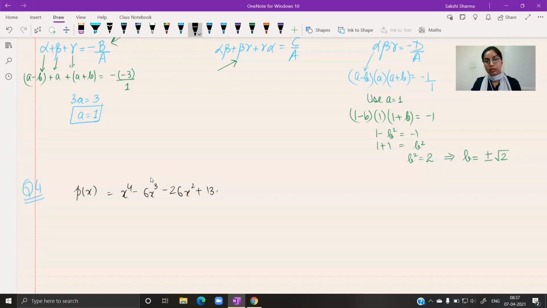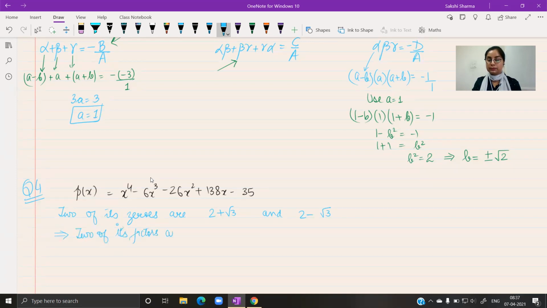This is the polynomial given to us. This is a biquadratic polynomial. Its zeros are two plus under the root 3 and 2 minus under the root 3. From here, we can obtain two factors. This is one factor, and this is the other one.